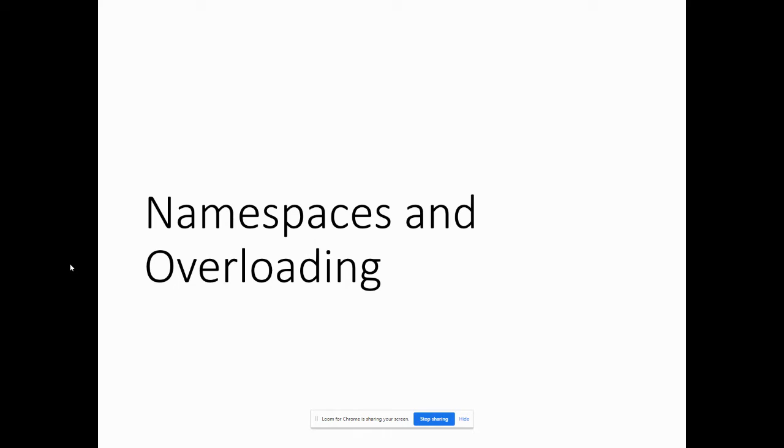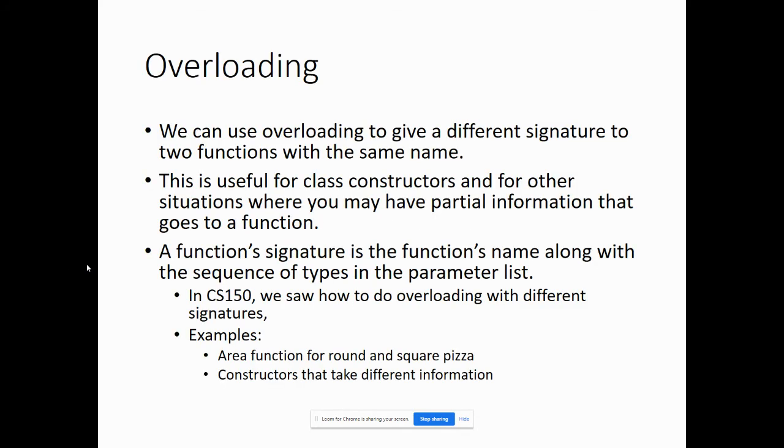A couple related concepts that are needed are namespaces and overloading. So, overloading was where we gave different signatures to 2 functions with the same name. This is useful for class constructors, so we can have 2 constructors that take different parameters, or where you have partial information that goes into a function. The signature is the function's name along with the sequence of types in its parameter list.